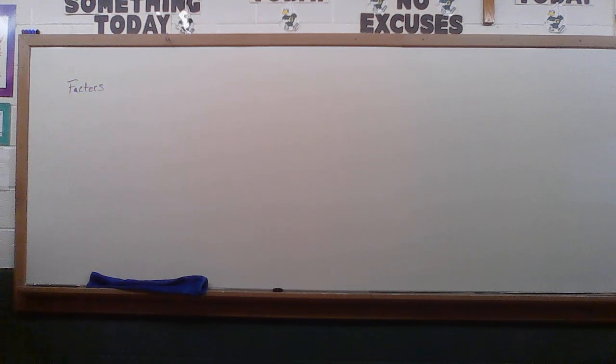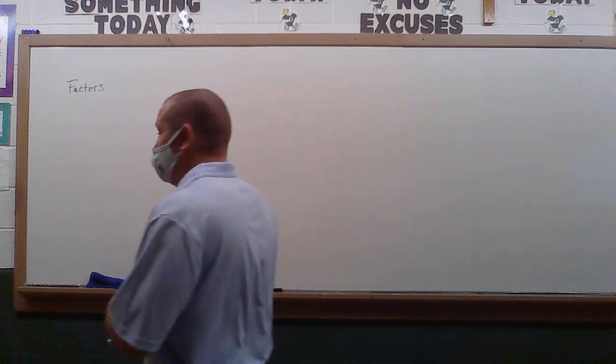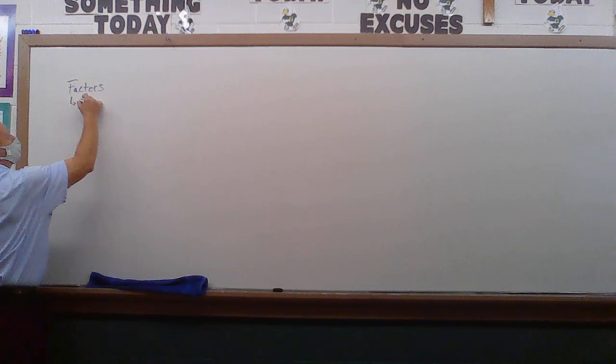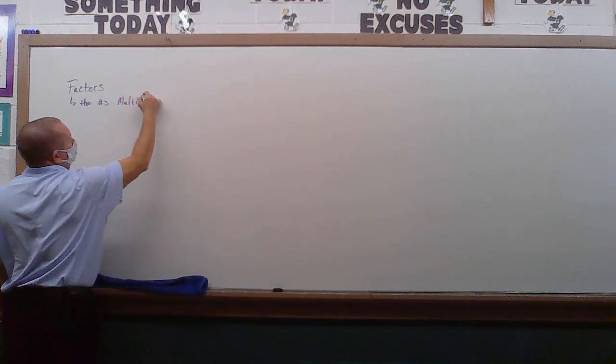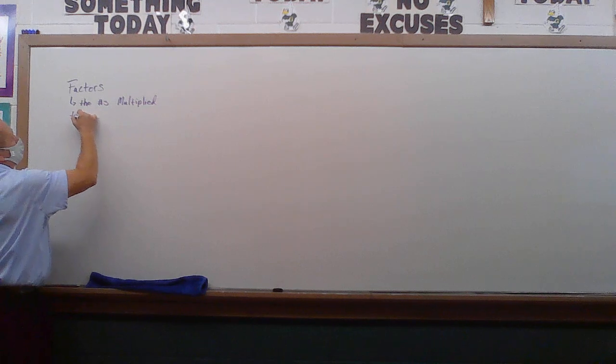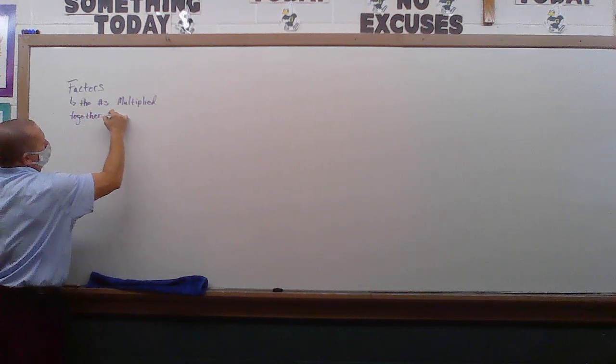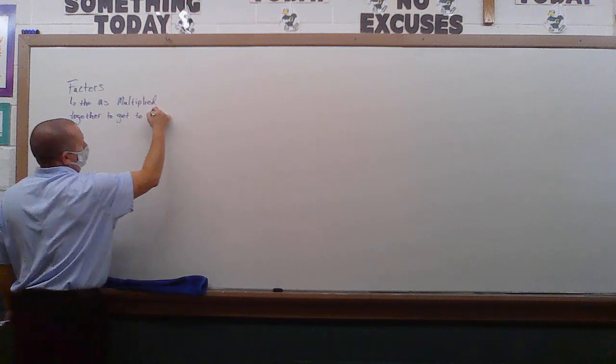So, chapter 4, we start out by talking about this word right here. For some reason, people get confused when we say this word. What are the factors of a number? Perfect. The numbers multiplied together to get to your original number.